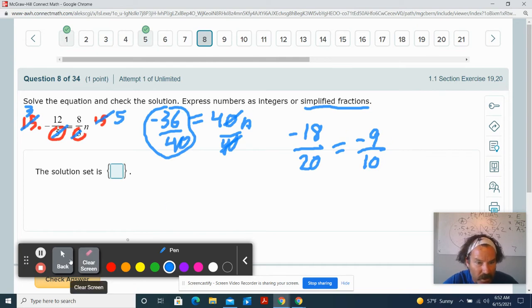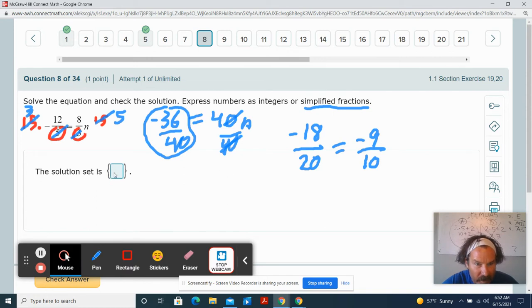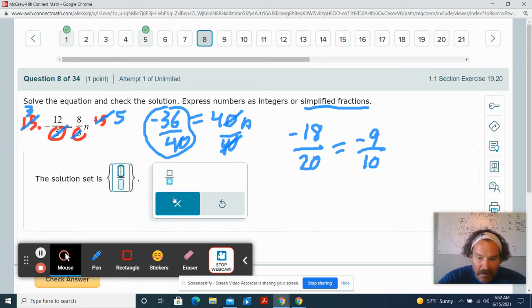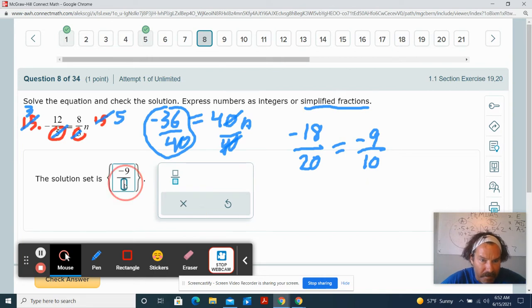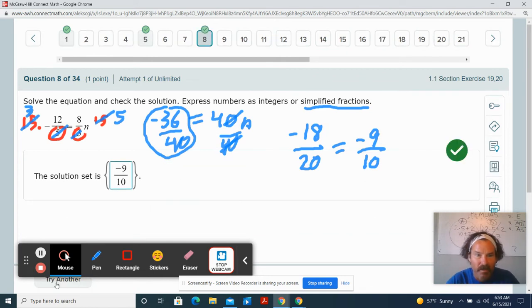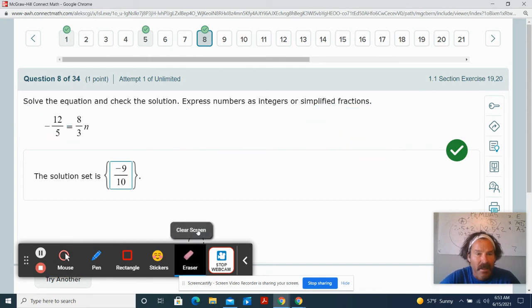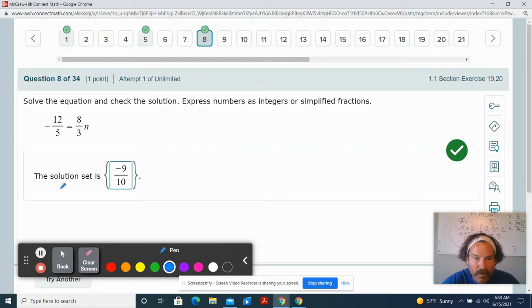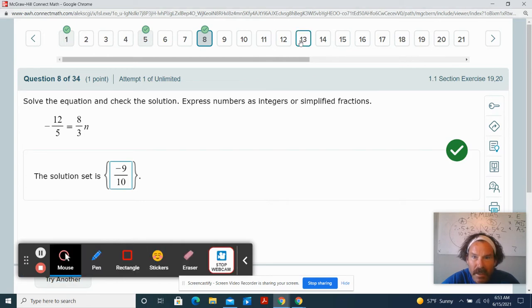When you put your solution set in, you click the box and a little fraction icon comes up. Click the fraction icon, put negative 9 on top, click the bottom, put 10 on the bottom, and then check your answer. And you should get that green check mark. It's just going to take some practice. That's one that has fractions in it. Let me move over to another problem here.